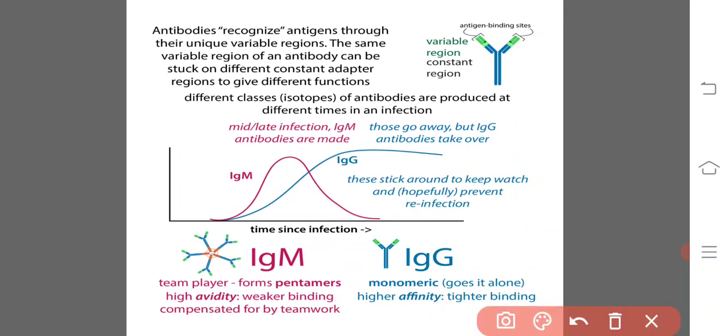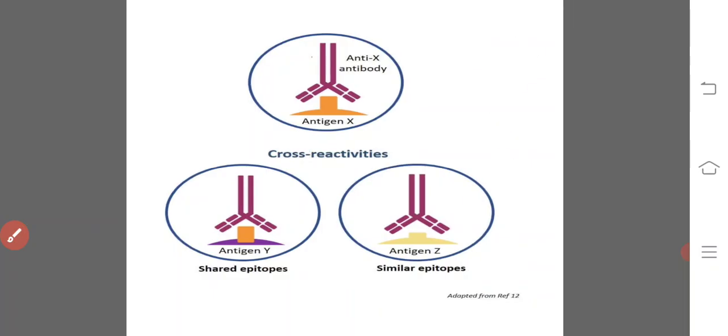See here, IgM is a pentameric form which has a high avidity, with more paratopes which can bind a large number of epitopes, whereas IgG is a monomeric form. It has a high affinity, that is tighter binding with the epitope of an antigen. And coming to the cross reactivity.